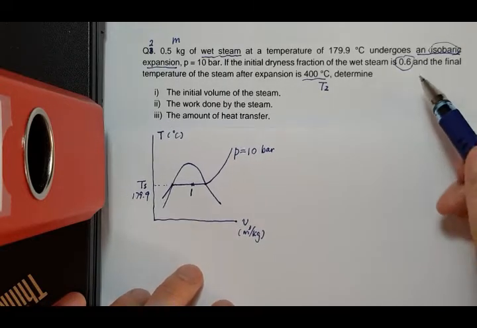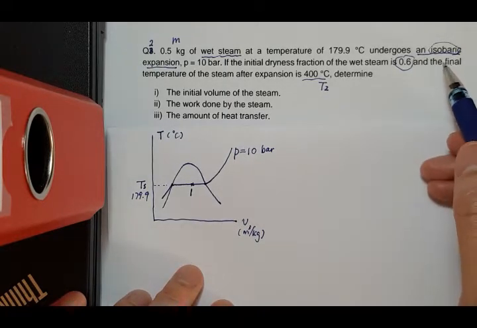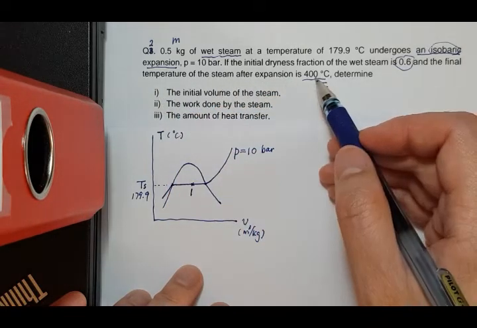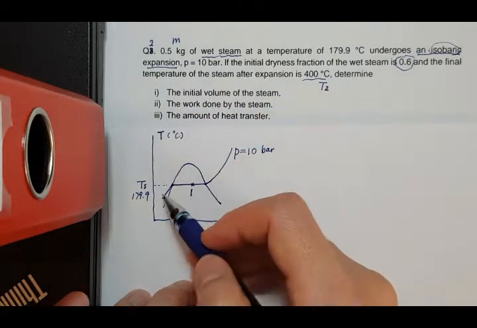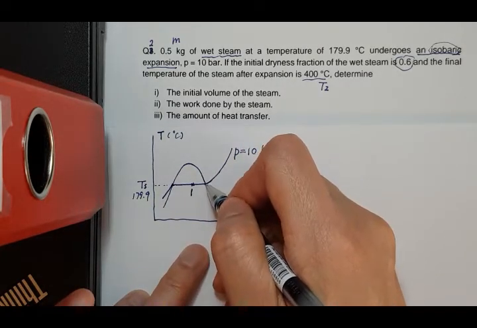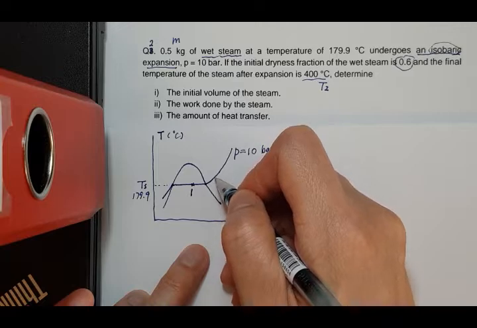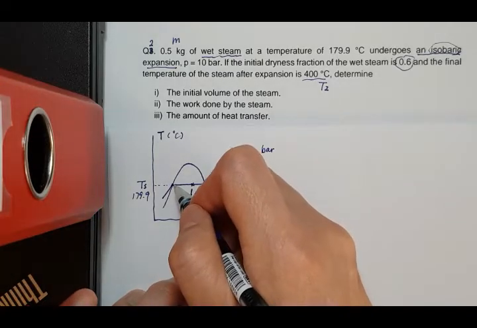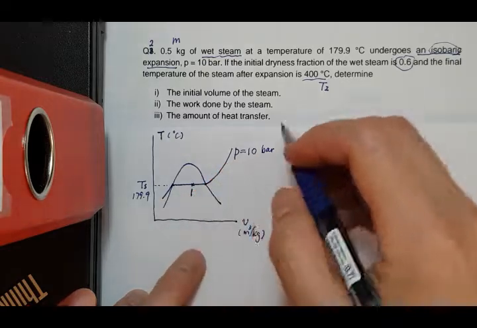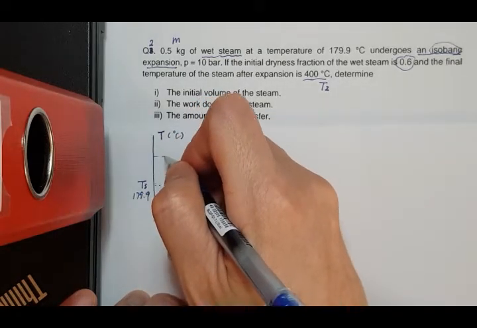And let's have a look at the final state. So after expansion, the final temperature of the steam is now 400. So 400 is obviously much higher than that. So you have to go beyond that point so that the temperature can be increased. Otherwise, in this section, the temperature will just be kept the same at 179.9. So 400 is somewhere here.